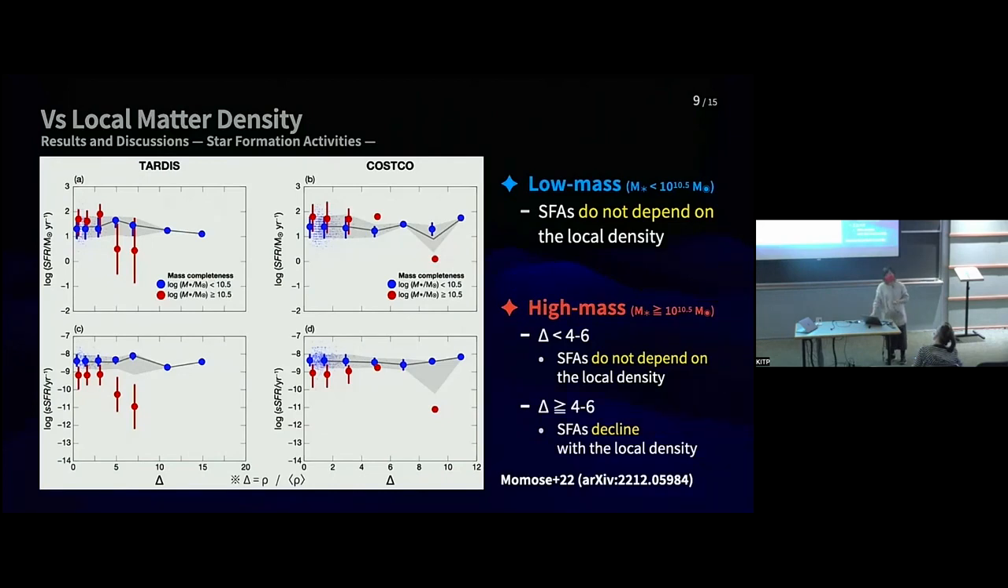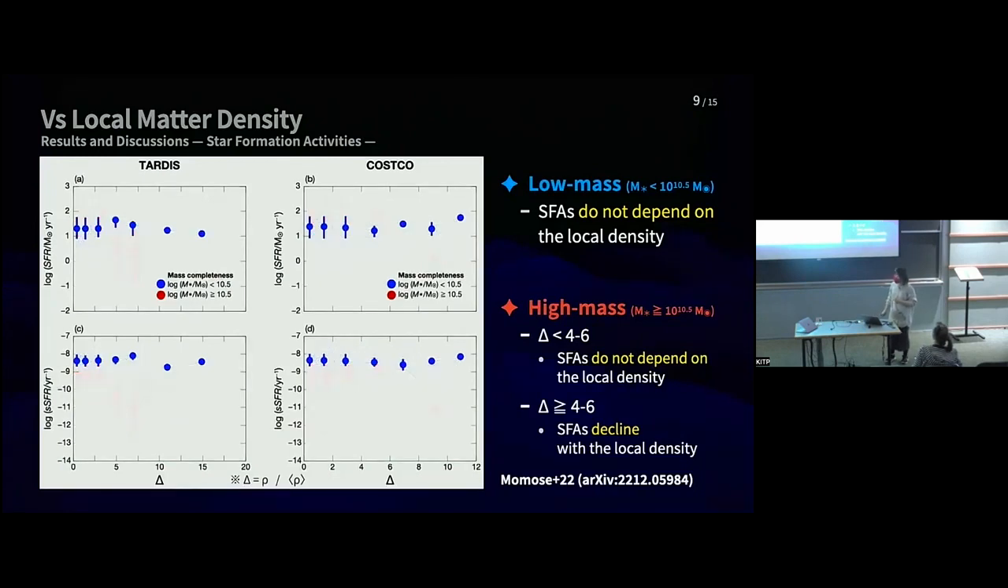As for the dependence on the environment, we found two common trends in TERDIS and COSCO. The first is for low mass galaxies. They show comparable median values in both star formation rate and specific star formation rate, regardless of density. It indicates that the mean star formation activities of low mass galaxies are independent of their local matter density.